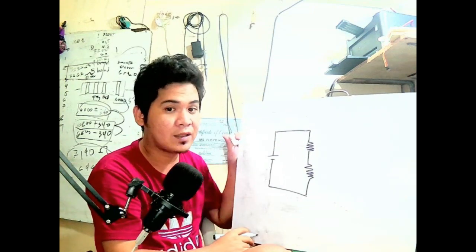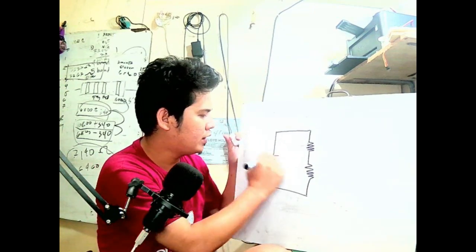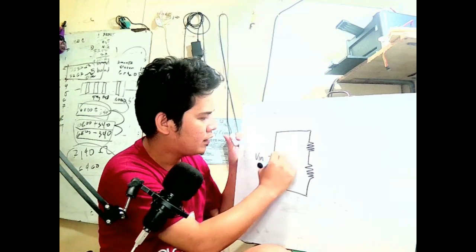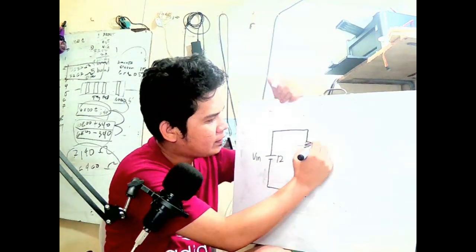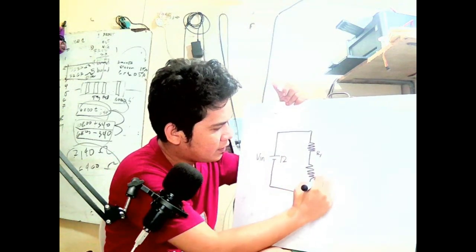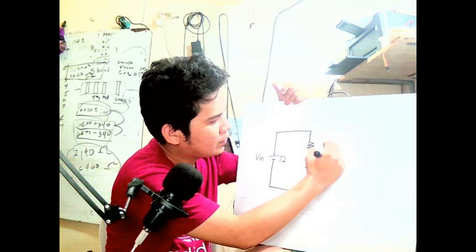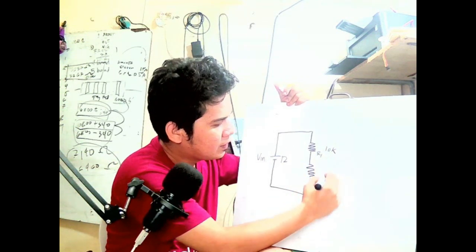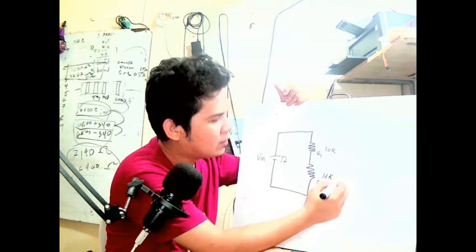Okay, so I have these two resistors and one power supply. I call this VN, 12 volts, and this one is R1 and this one is R2. For example, this one is 10k ohms and this also is 10k ohms.